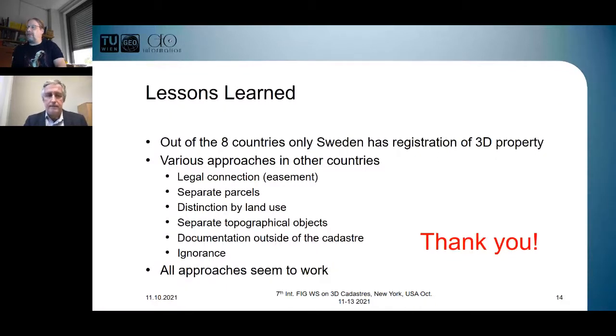And you're closest to a real three-dimensional cadastre. I would not claim that, but thank you. It's working. Being a representative of Sweden, I thought. Yeah, it works fine actually.